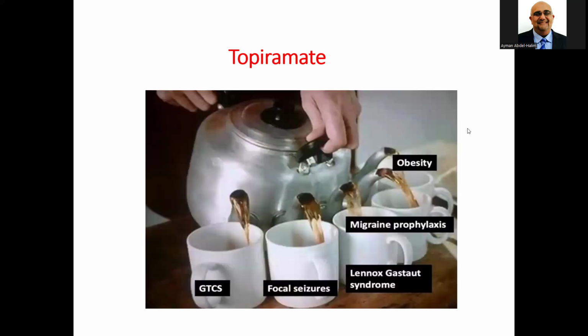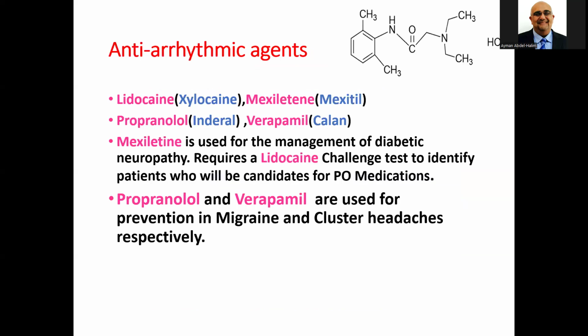Okay, so topiramate has so many roles, and that's why I like to use this picture here. It can be used in migraine prophylaxis, focal seizures, GTCS, obesity, and so forth. It reduces the body weight. It's one of the drugs used for obesity, by the way.